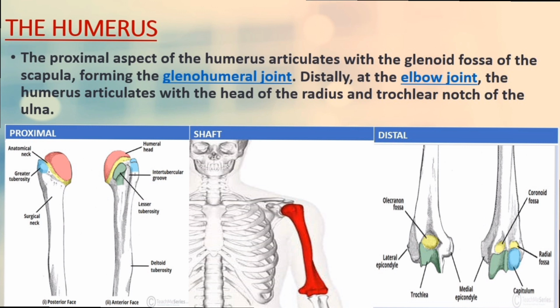Articulations. The proximal region of the humerus articulates with the glenoid fossa of the scapula to form the glenohumeral joint, the shoulder joint. Distally, at the elbow joint, the capitulum of the humerus articulates with the head of the radius and the trochlea of the humerus articulates with the trochlear notch of the ulna.